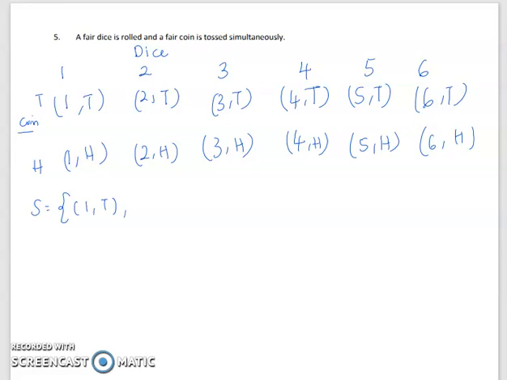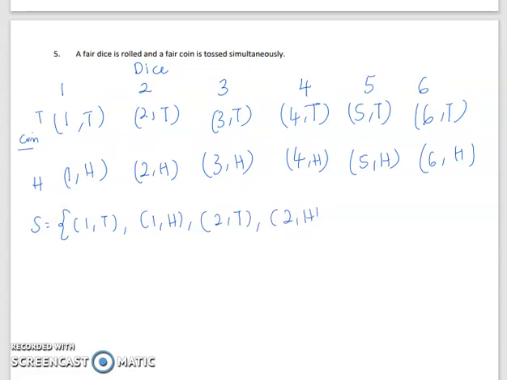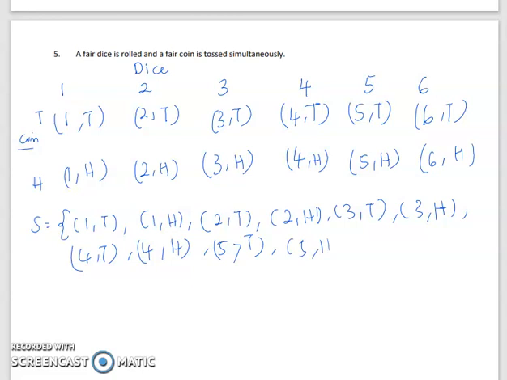So 1 tail or 1 head, or I might get 2 tail or 2 head, or 3 tail or 3 head, or 4 tail, 4 head, 5 tail, 5 head, 6 tail, or 6 head. And the number of the sample space is 1, 2, 3, 4, 5, 6, 7, 8, 9, 10, 11, 12.